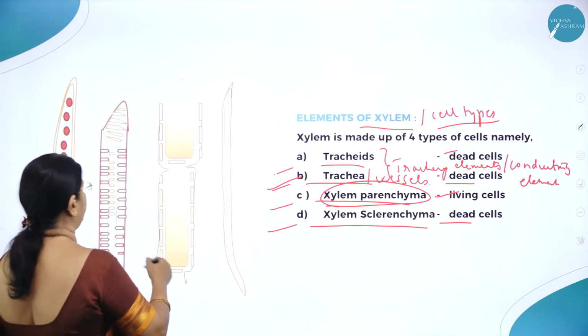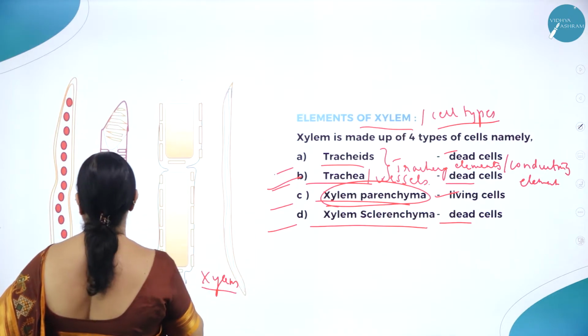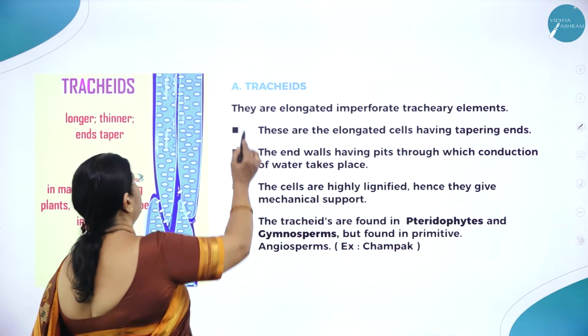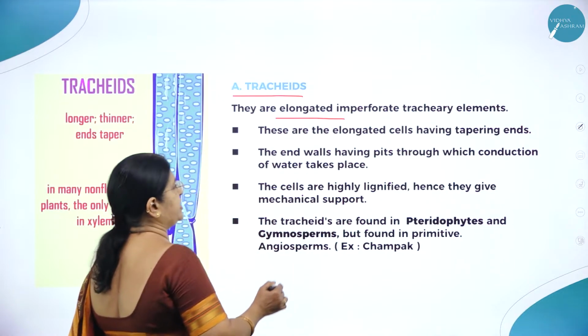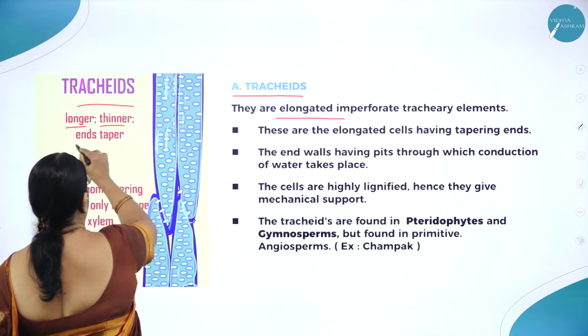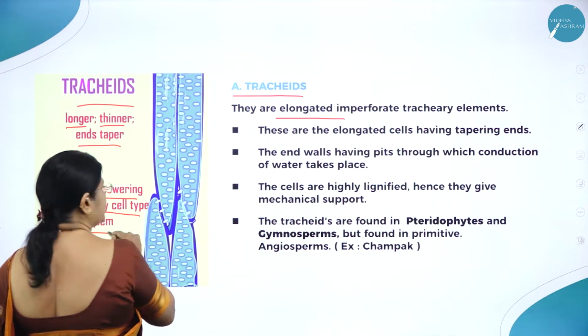These are the types of xylem elements based on the lignification, right? Now, tracheids. Now let us study about tracheids first. They are elongated imperforate tracheary elements. So here you can see the tracheids, longer, with thinner, tapering ends. Then in many non-flowering plants, the only cell type in xylem is the tracheid.